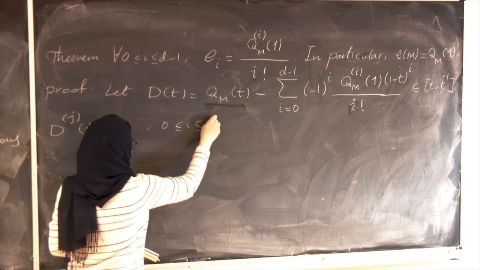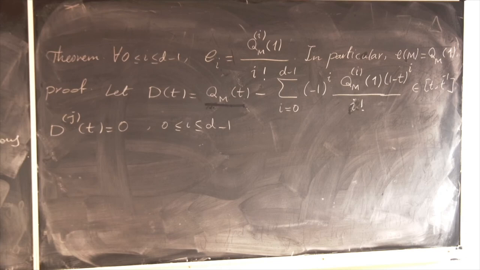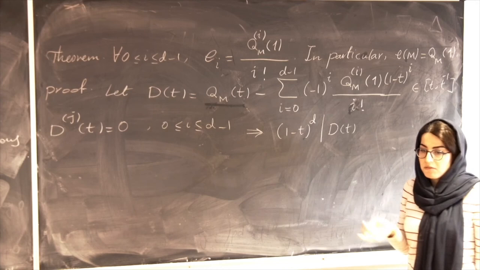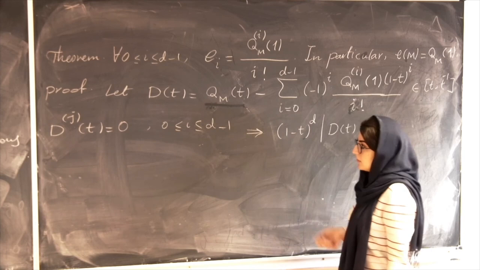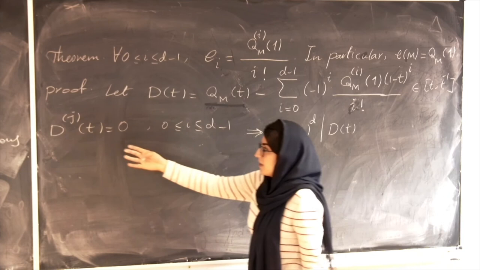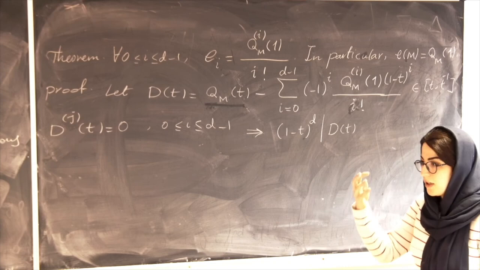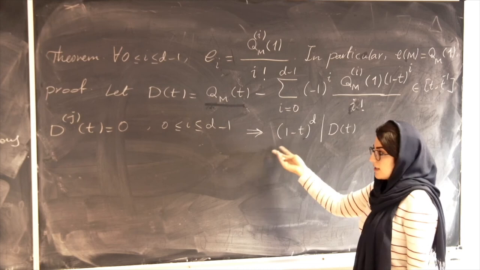So this implies that (1 - t)^d divides D(t). This can be checked easily by induction on d, for example. And you can reduce to the case that this D is in fact in Z[t], not Z[t, t^-1], just by multiplying this by a suitable, high enough power of t. So for this statement, you can assume that this in fact belongs to Z[t].